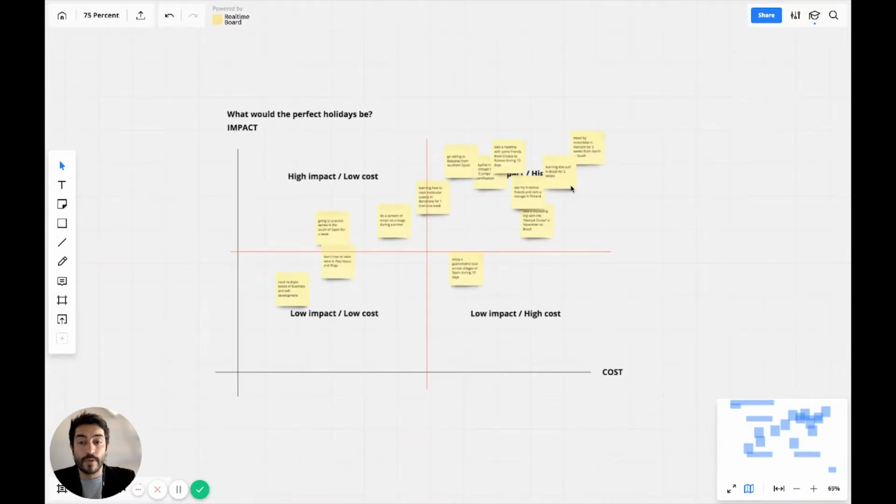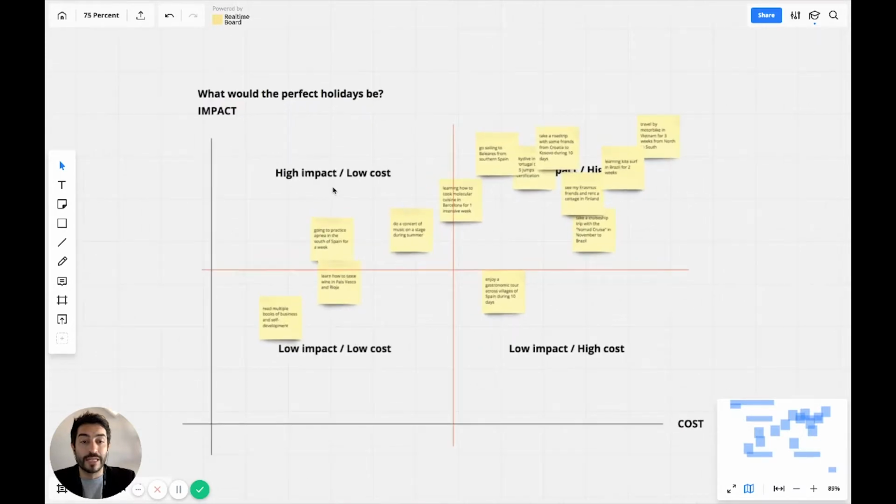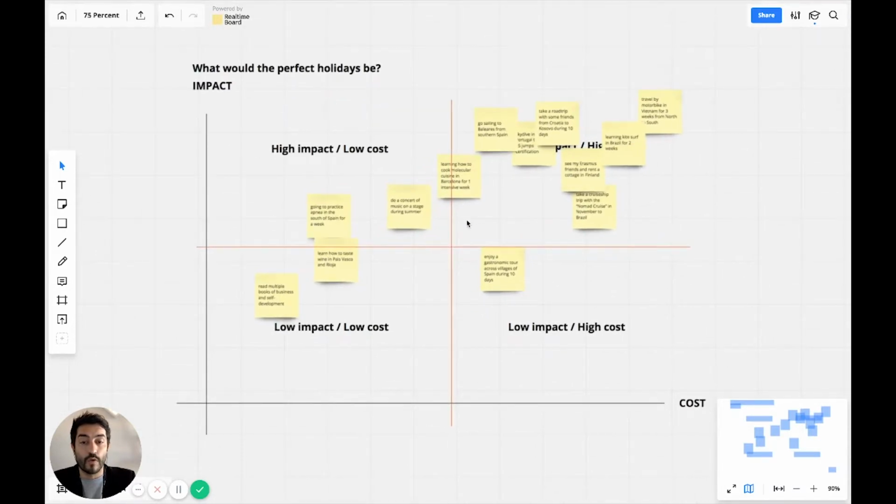Now, what happens with my quadrant? Where do I want absolutely to be? Do I want to be in the low impact, low cost, the low impact, high cost, the high impact, low cost, or the high impact, high cost? I really want to be here. The high impact, low cost thing means that's going to generate for my holidays the most rewarding effects. I'm going to be very, very happy to be doing that. And that's going to cost actually quite cheap for me in terms of time and in terms of money.